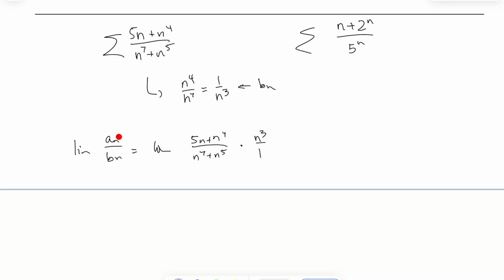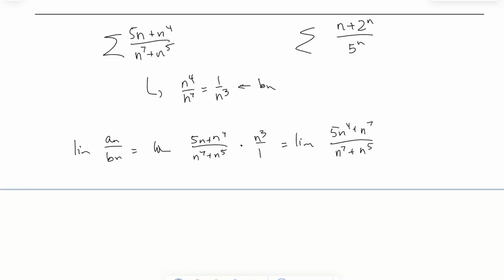Anyway, then I do an divided by bn, which I find easiest to write as an times the reciprocal of bn. So that's why it looks like this. And now we have to find this limit. I would distribute the n cubed up top. It'll say 5n to the 4 plus n to the 7 over n to the 7 plus n to the 5, right?